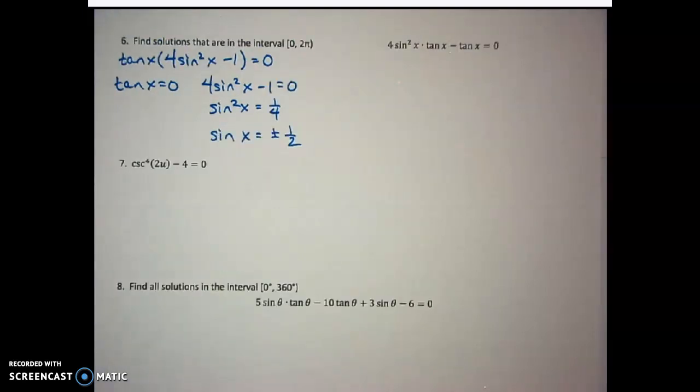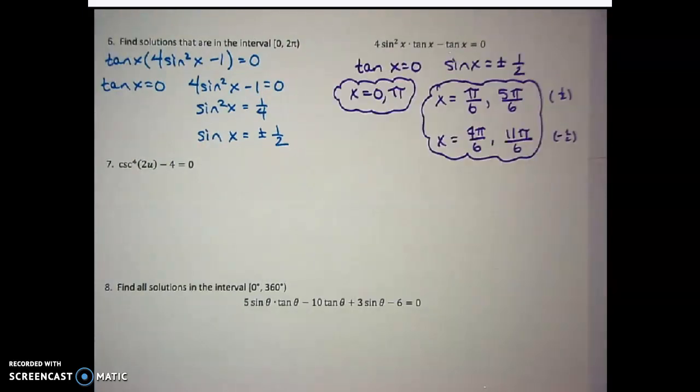So I have that the tangent of x equals 0, and the sine of x equals plus or minus 1/2 when you take the square root. So where on the unit circle does the tangent equal 0? And where does the sine equal plus or minus 1/2? Those will be your solutions between 0 and 2 pi. And these would be my 6 solutions. Now I'd like to have you pause and try to do number 7 on your own.